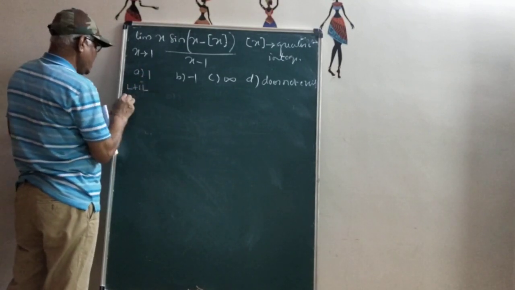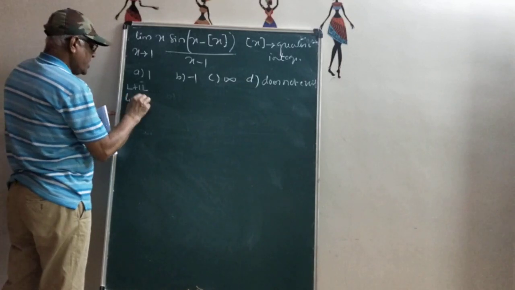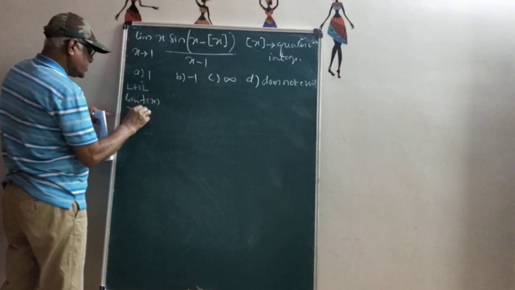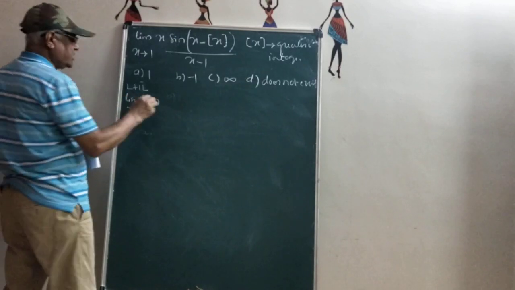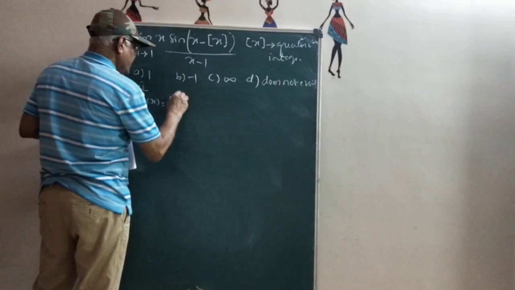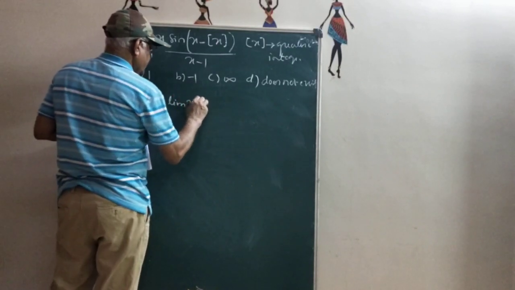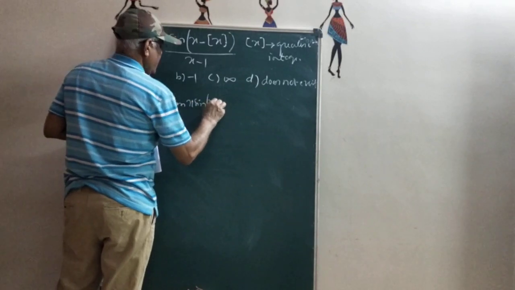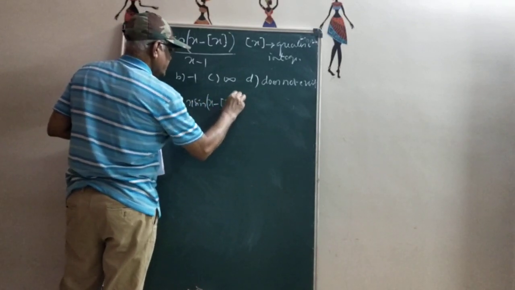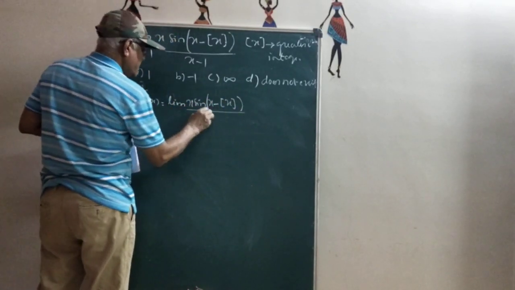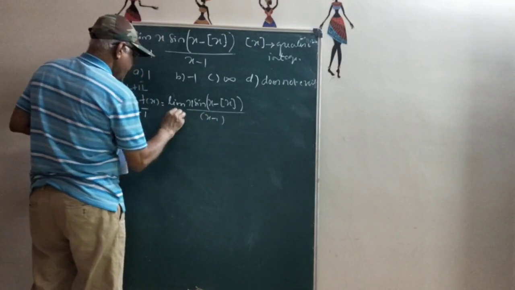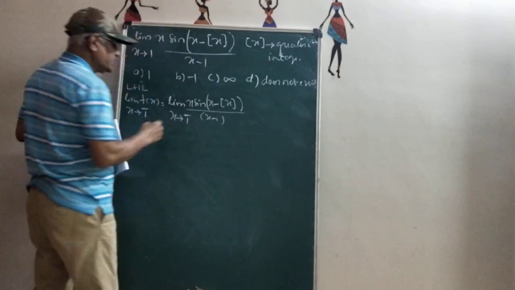LHL is equal to the limit of f(x) as x tends to 1 minus, that's equal to the limit of x sin x minus the greatest integer x, divided by x minus 1, as x tends to 1 minus.